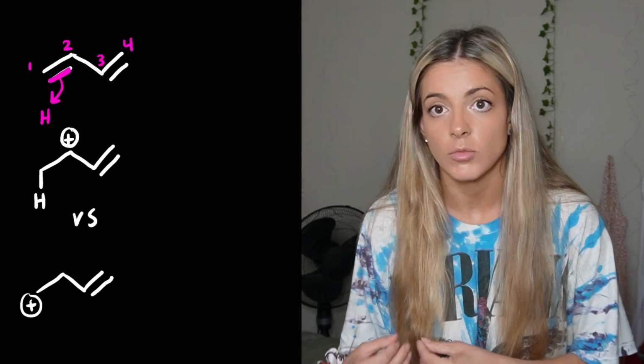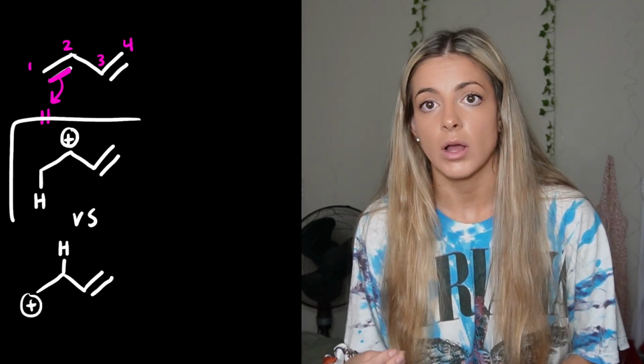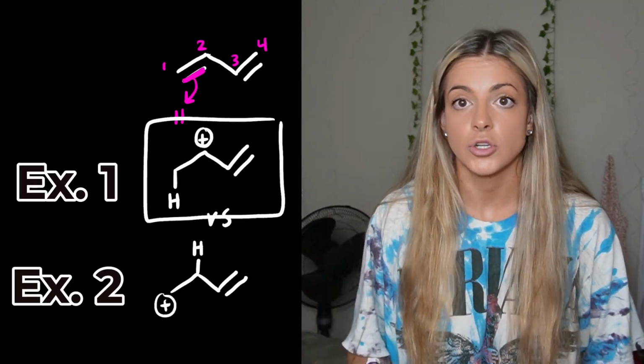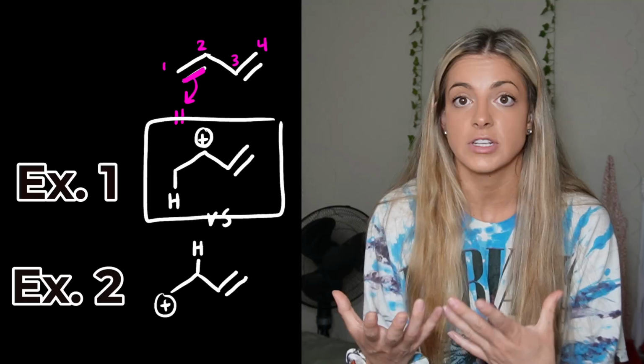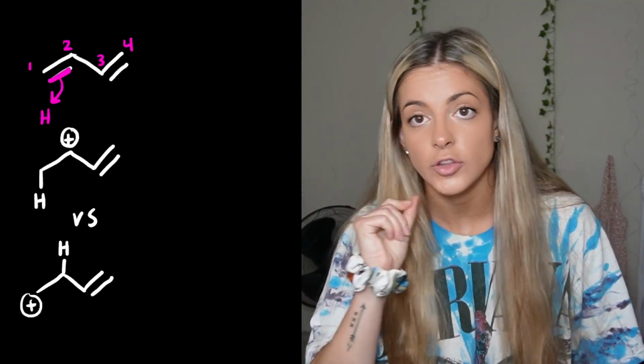Well then carbon number 1 would be left cationic. Which carbocation is more stable? Okay, well in example number 1, we had a 2° carbocation. And in example number 2, we have a 1° carbocation. So yes, the first example wins, where the double bond would flick out and grab the hydrogen from carbon number 1.